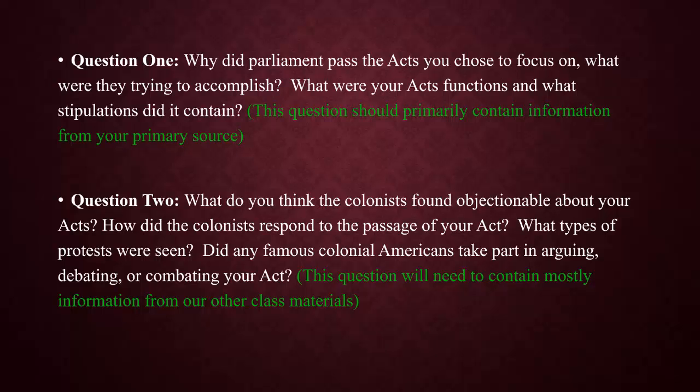And of course, the Coercive Acts are going to set off even more of a chain reaction. There's going to be the arming, the battles of Lexington and Concord, the first big armed resistance in the Revolution. Thomas Paine is going to be coming out with his pamphlet Common Sense, which is going to be urging separation and independence from Great Britain.